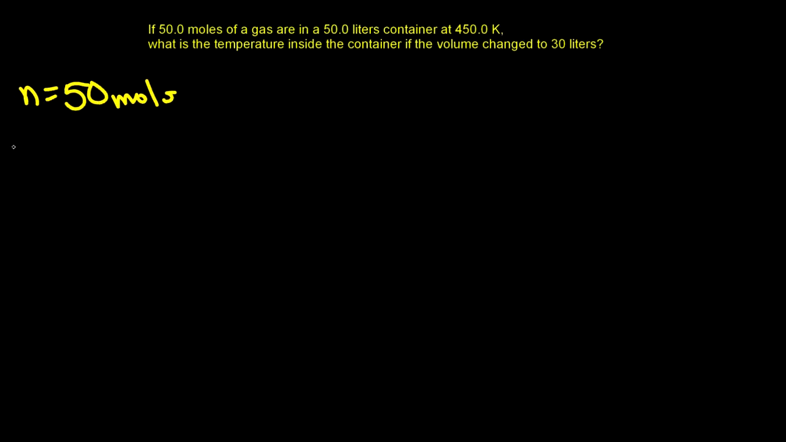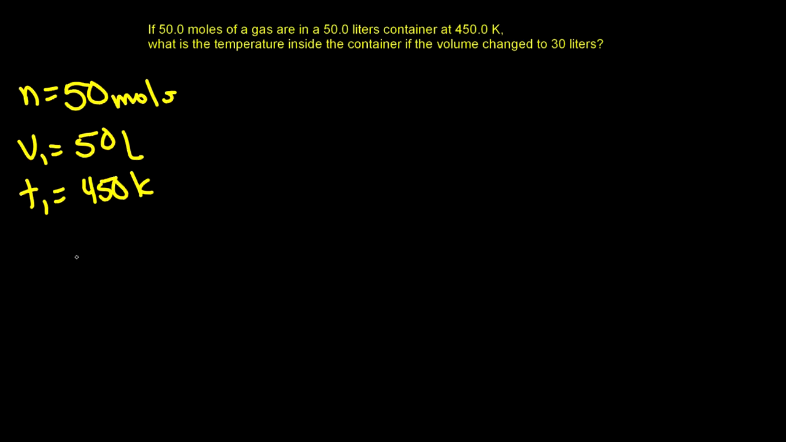I got 50 liters. I'm going to call that V1 since it's just the first volume I see. And that first volume is at 450 Kelvin, so I'm going to call this temperature 1. It's 450 kelvins. So we got 50 moles and 50 liters at 450 kelvins.